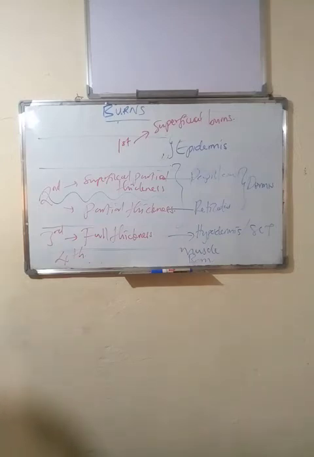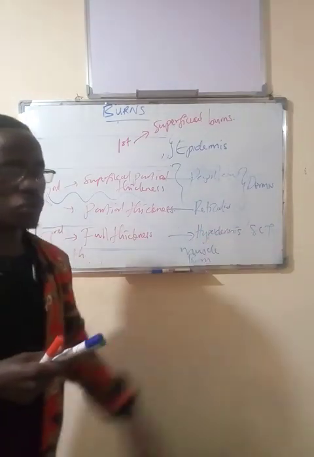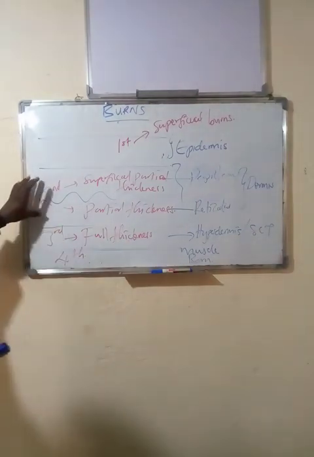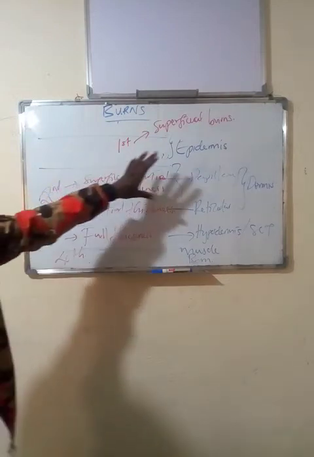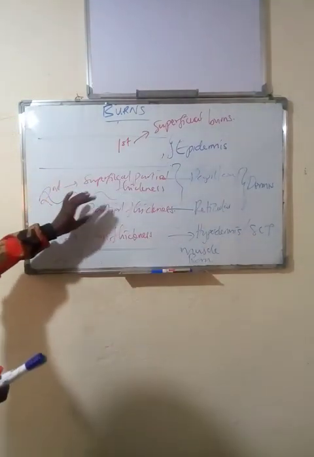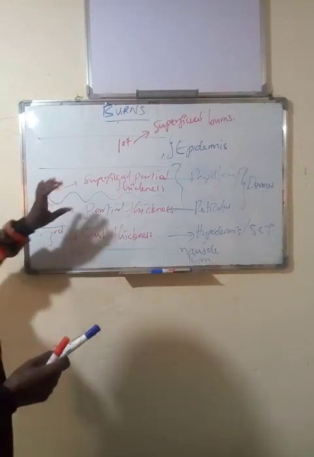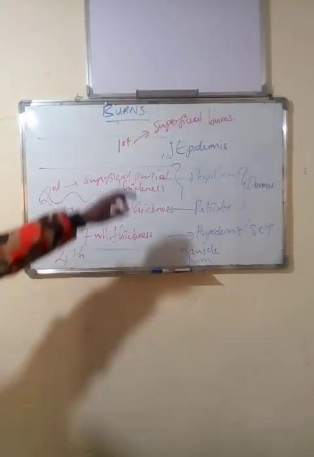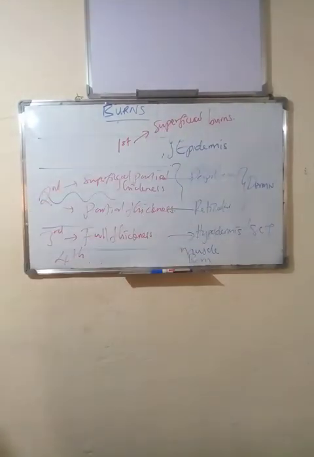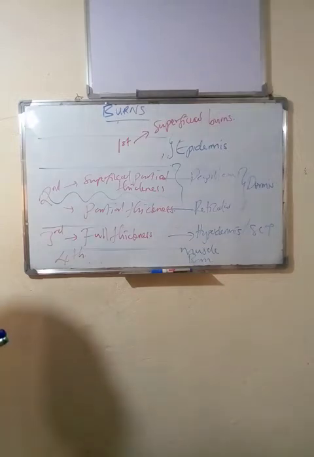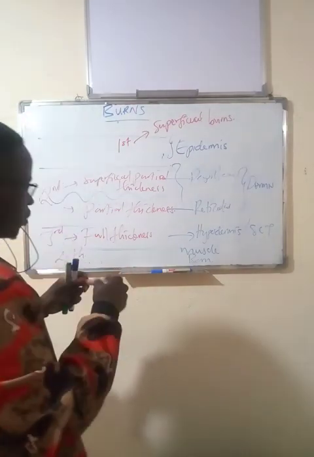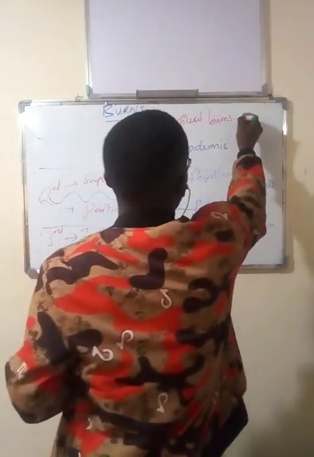So if burns go up to muscle or bone, this is called what? Fourth degree. If it goes up to the subcutaneous tissue, this is third degree, or full thickness burns. Then second degree burns can either be superficial partial thickness or partial thickness, if it is going up to the reticular dermis. Then first degree is only involving the epidermis.